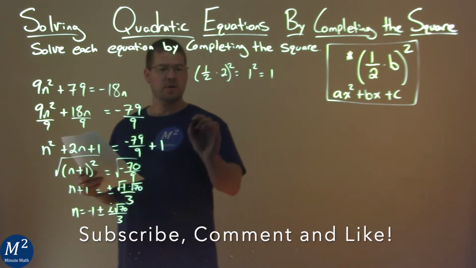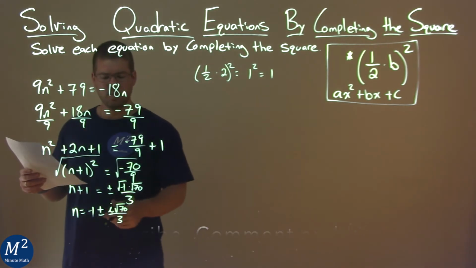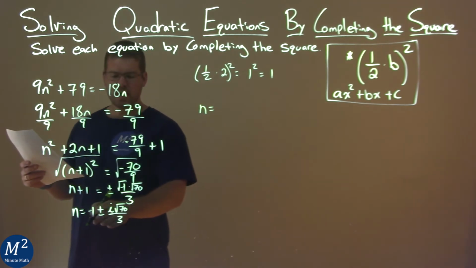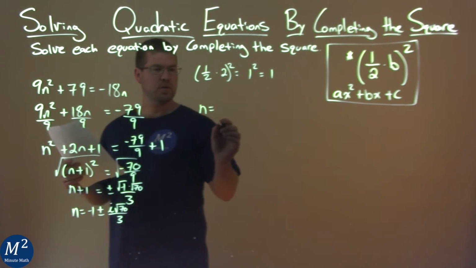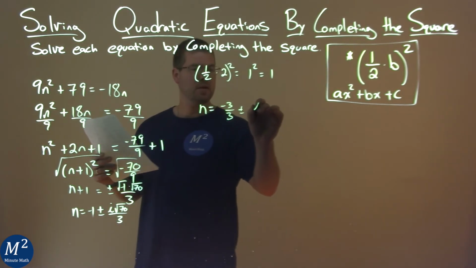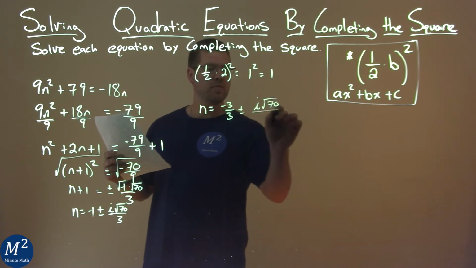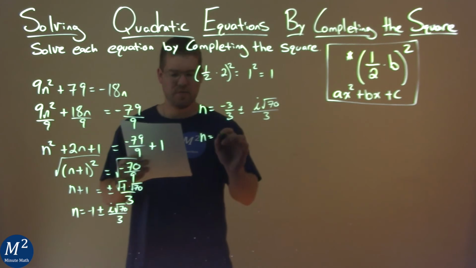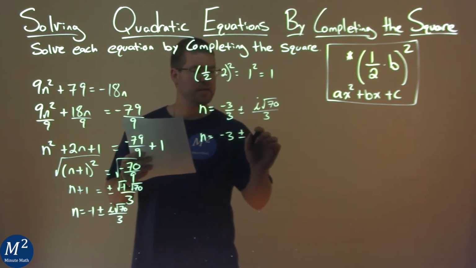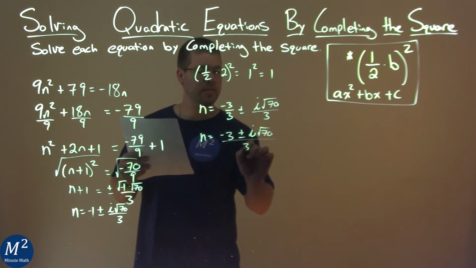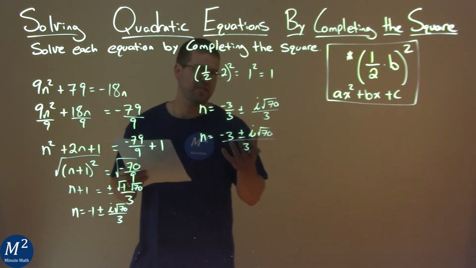Keep going, let's put it up here. I want to combine these into one fraction. So we have n equals, well, this negative 1 is a 3 over 3, so I can write it as negative 3 over 3 plus or minus i square root 70 over 3. We can combine that to be one big fraction of negative 3 plus or minus i square root 70, all over 3. And so that's really our final answer here.